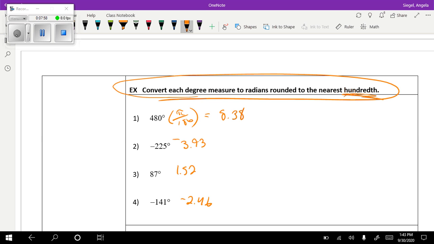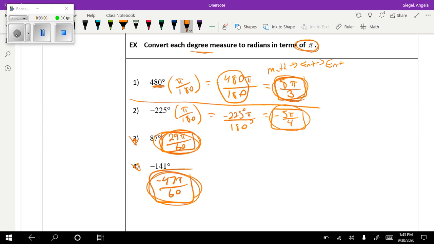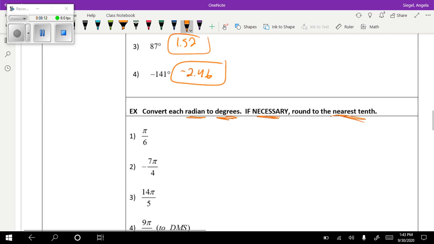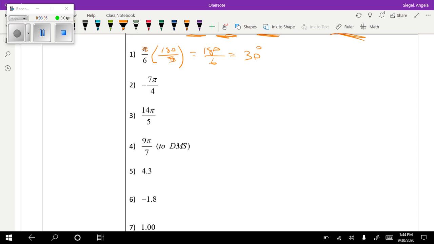Okay, so these are what your answers should be. And again, you can take them from here, but make sure that you can do it from the original number as well. Okay, now let's go the other way. So we have radians to degrees. In this case, we're going to multiply by 180 over pi. So what happens is that these pi's cancel out. So I get 180 over 6, and that ends up giving me 30 degrees. Okay, so try the rest of these, and we'll see how that goes.